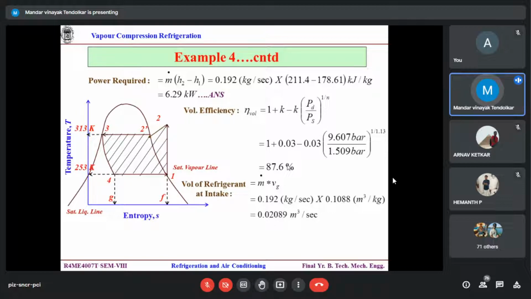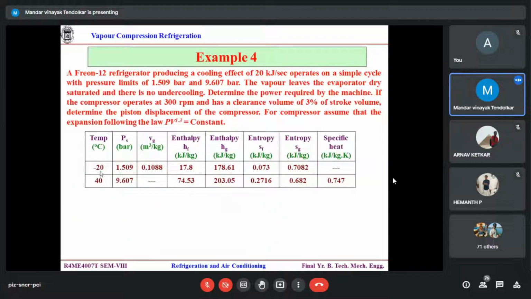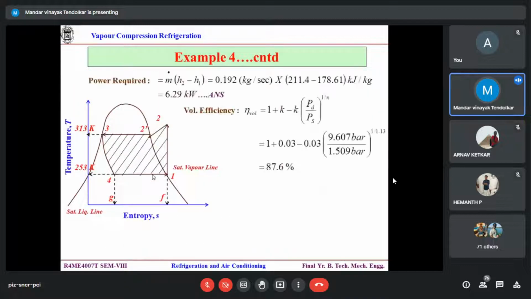Okay. Now you get the volumetric efficiency. Volume of the refrigerant at the intake. How do you calculate mass flow rate into the specific volume? Correct. And that is at intake, so that is Vg1. And what is Vg1 given to me? This is minus 20 evaporator, so that is why this Vg1 is given. I will substitute over here. The m dot you have calculated earlier, for 20 kilowatt. And this will give me the volume.